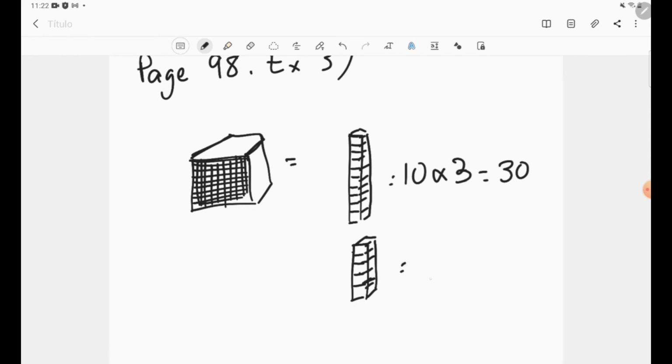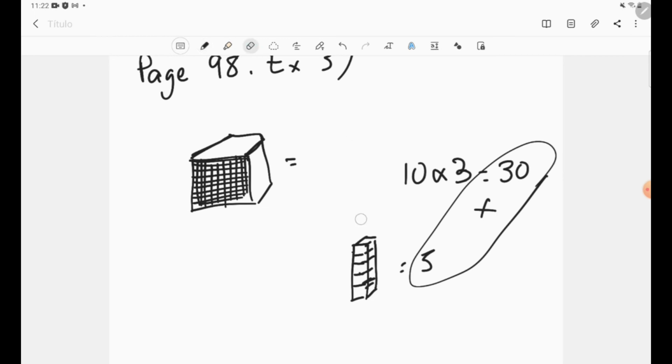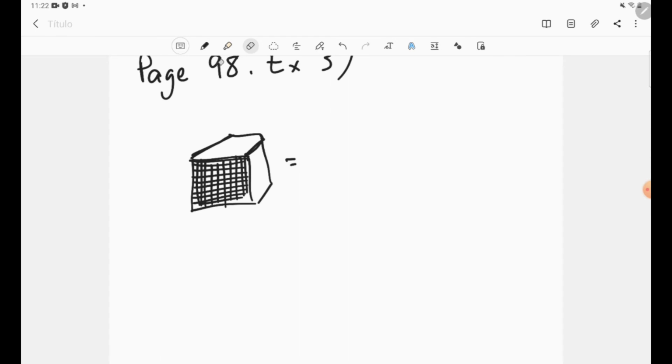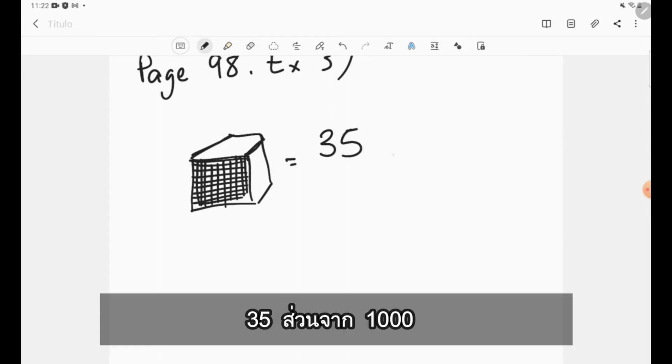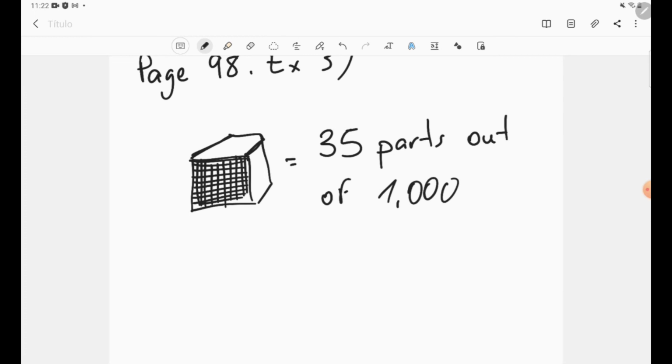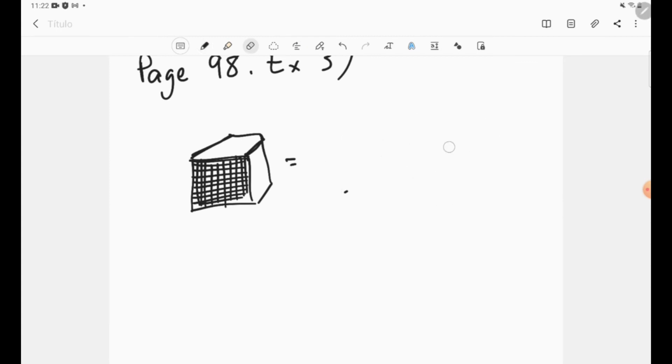So it equals 5. Okay, so 30 plus 5 equals 35. So now we know there are 35 parts out of 1000. Okay, how to represent that in decimal?